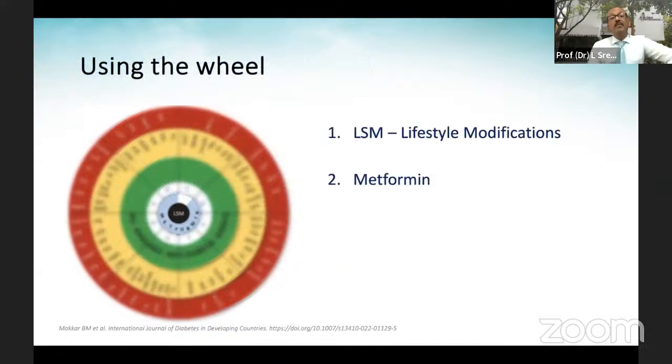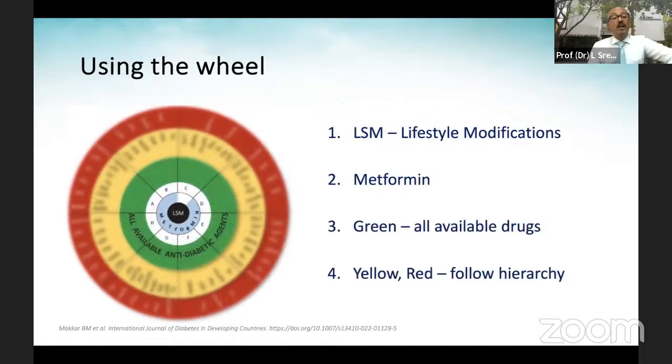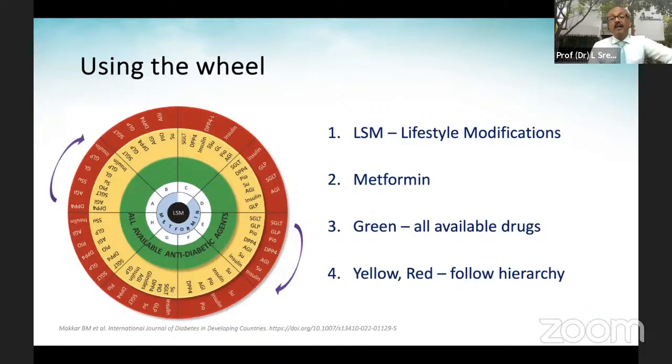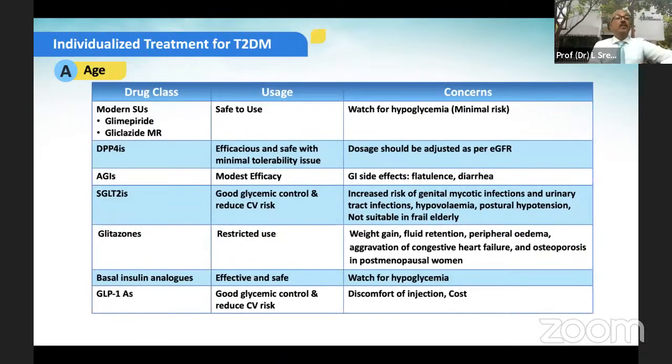For lack of time, we'll just quickly rush through this. The lifestyle modification is the key. And next comes the metformin. The green talks about all the available drugs. Yellow and red talk about the hierarchy system, how you can increase when you treat them. For example, you can see based on the age, it is safe to use the modern SUs.